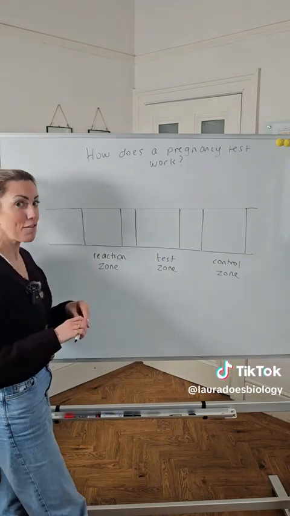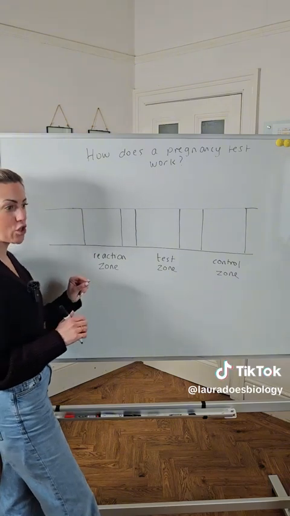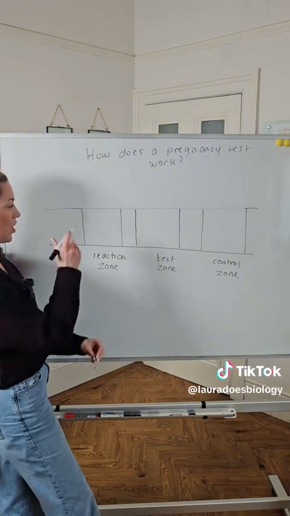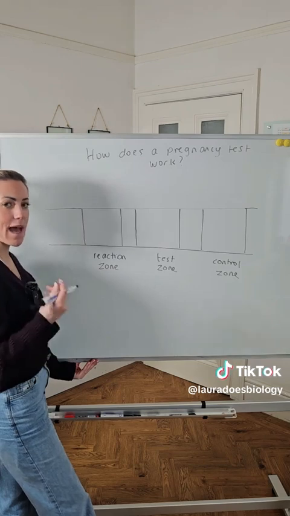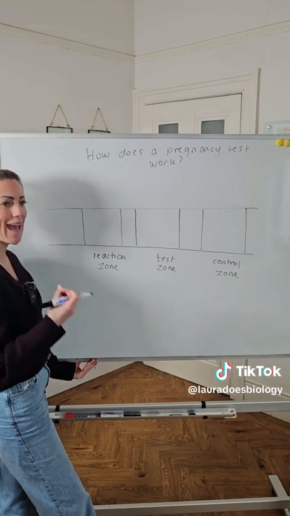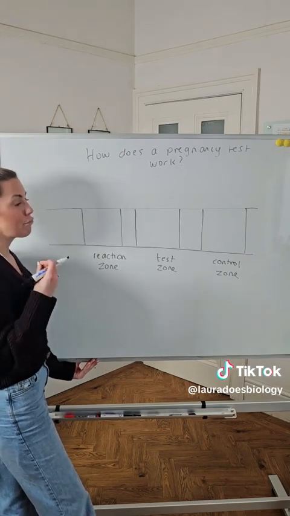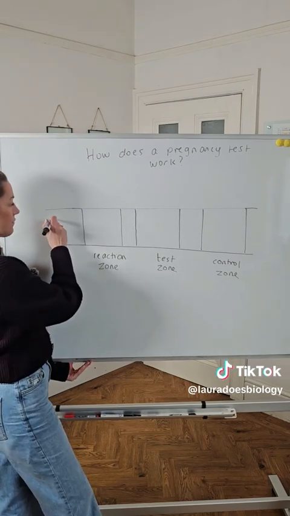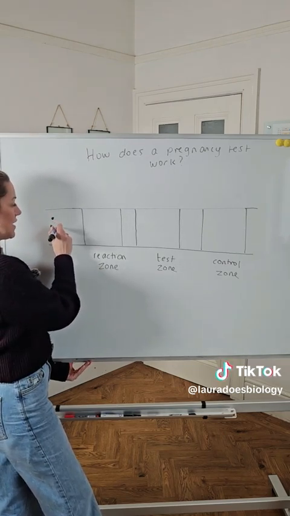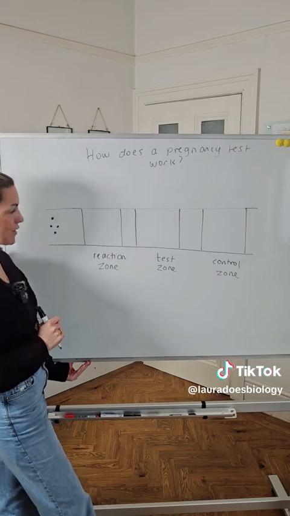Right. Obviously, this is a pregnancy test strip. So the woman would urinate or put urine onto the end of the test strip. Now, if the woman is pregnant, there will be a hormone called HCG, which is a growth hormone present in the urine. So we're going to imagine the woman is pregnant and HCG is present in her urine. So this is my growth hormone here.